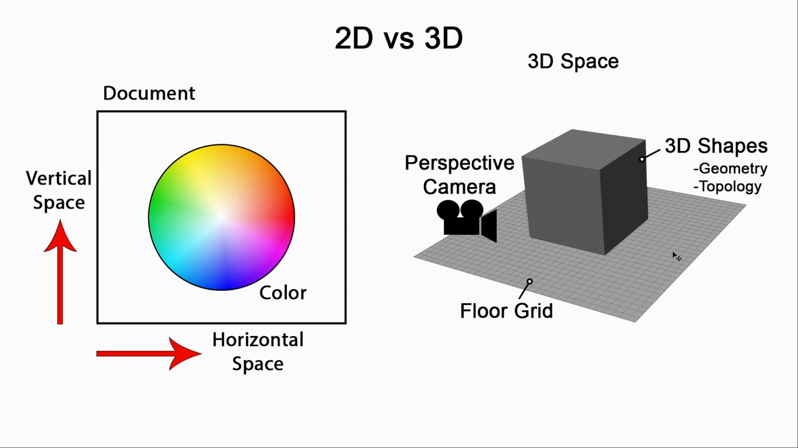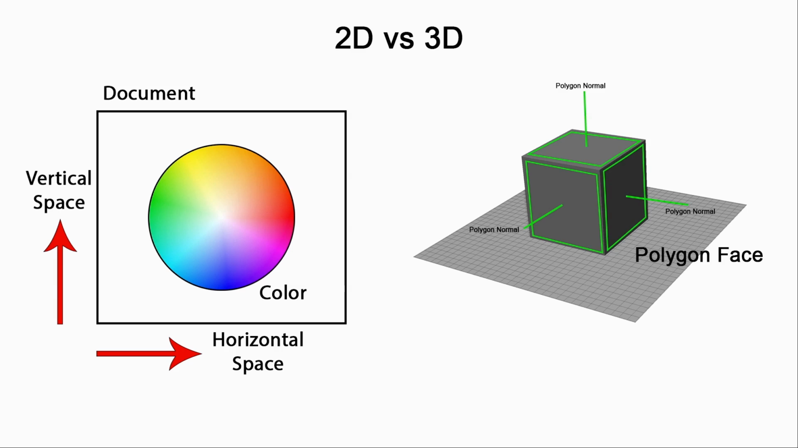But before we get into the axes, let's talk a little bit more about a 3D shape. Some terminology you may have already heard is geometry or topology. So every 3D shape is made up of geometry. So let's take a look at what exactly is geometry.